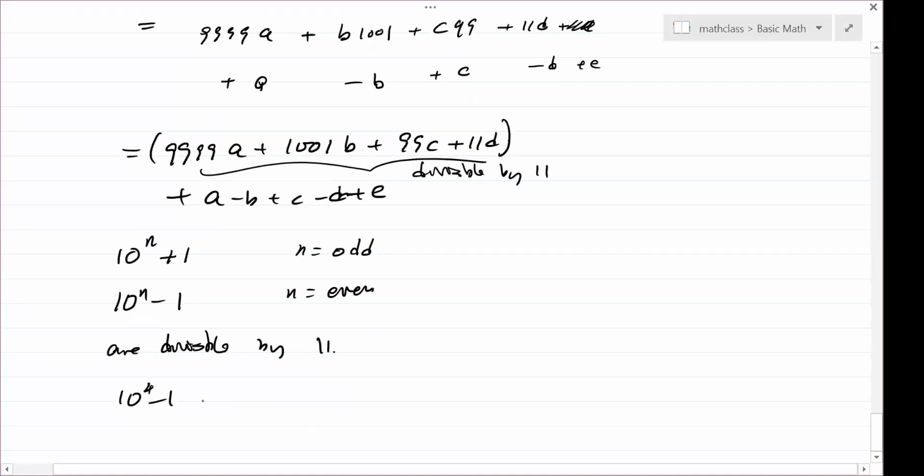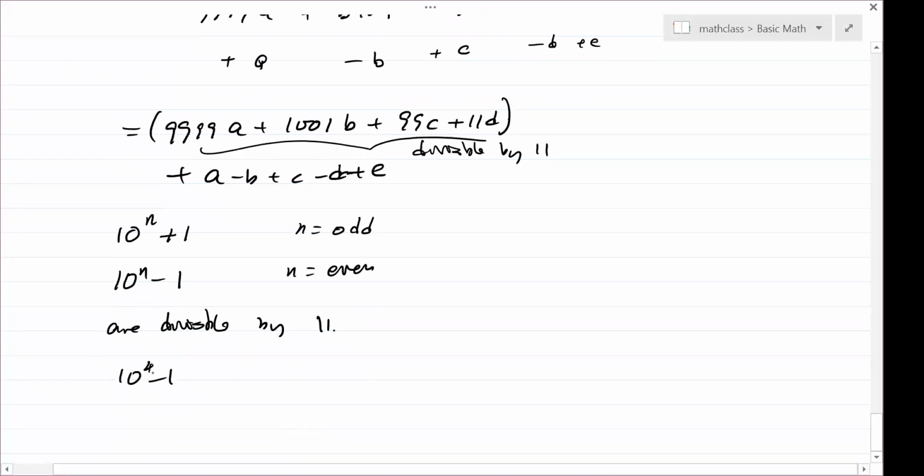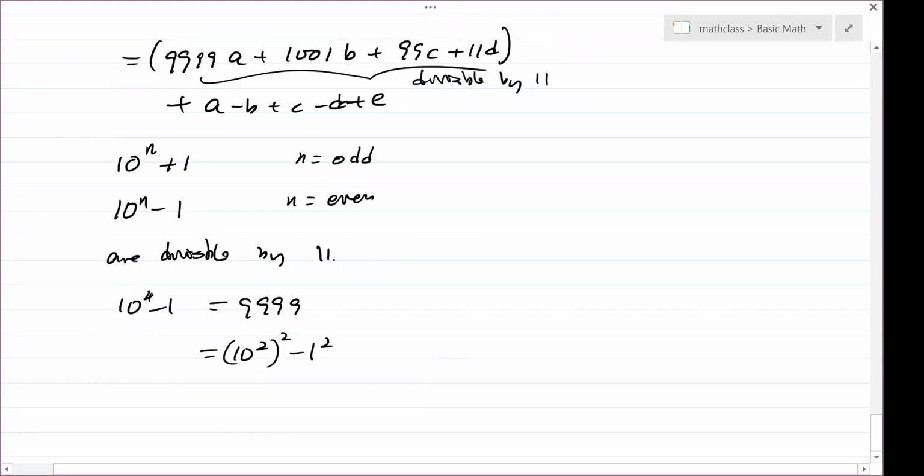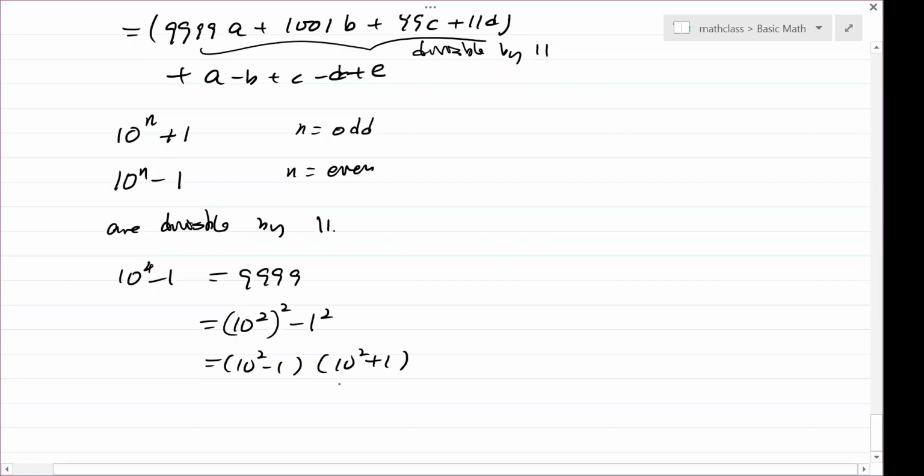When n equals 4, the second one is a little bit easy to prove. 10 to the fourth power, you get 9,999. But you can also write it as 10 squared minus 1 squared. So you get 10 squared minus 1 times 10 squared plus 1. When this is divisible by 11, you continue: 10 minus 1, 10 plus 1. You see there's a factor of 11 there. 10 squared plus 1 is not divisible by 11.